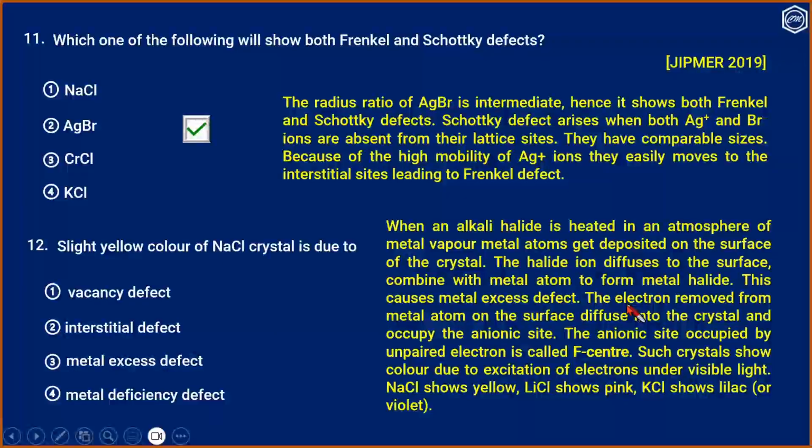The electron removed from the metal atom on the surface diffuses into the crystal and occupies an anionic site. The anionic site occupied by an unpaired electron is called an F-center. Such crystals show color due to excitation of electrons under visible light. Sodium chloride shows yellow, lithium chloride shows pink, potassium chloride shows lilac or violet. So the answer is metal excess defect.